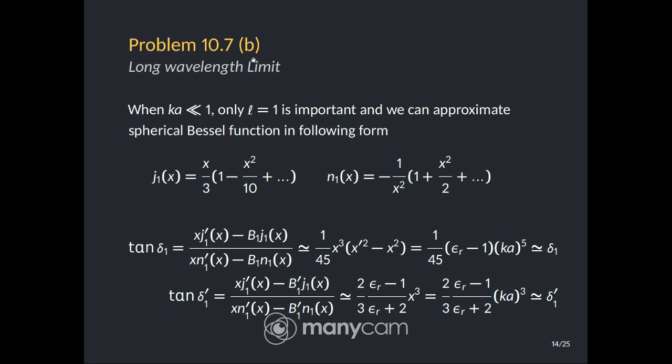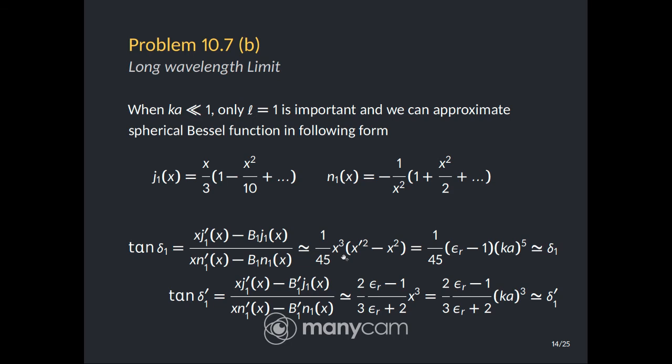For problem B, we take the long wavelength limit, which means when Ka is much smaller than 1. One can expect that only L equal to 1 is important, and we can approximate our spherical Bessel functions in the following form. The j1 is equal to this, and n1 is equal to this. With these expressions, we can expand our tangent delta 1 and tangent delta 1 prime in terms of x and x prime.